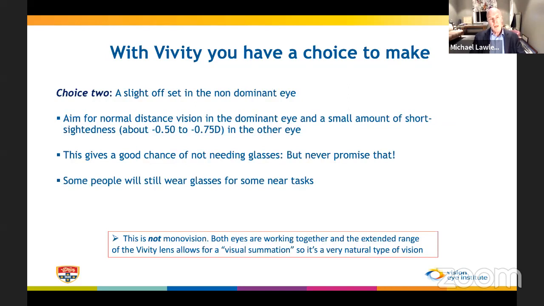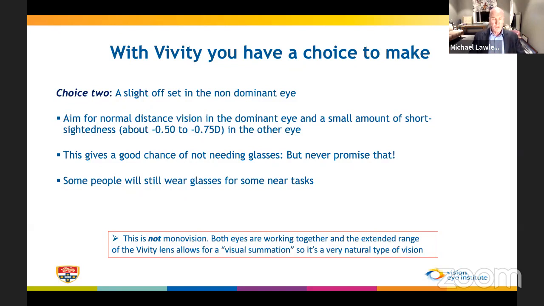Choice two is a slight offset in the non-dominant eye. And by that I mean a -0.5 to -0.75 in the non-dominant eye, with plano in the dominant eye. That actually gives quite a reasonable chance of freedom from reading glasses, but not for everybody and not as much as a trifocal, so you can't promise it. But it does give you an ability to fudge the end point for a patient who likes a little more spectacle independence, but still does not want photic phenomena.